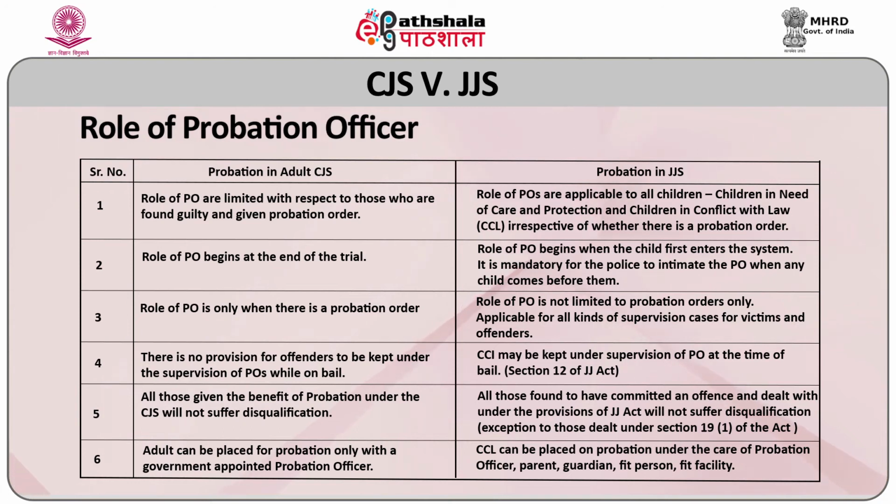In the criminal justice system, an adult can be placed on probation only with a government appointed probation officer. However, in a juvenile justice system, the CCL can be placed on probation under the care of a probation officer, parent, guardian, fit person or a fit facility.